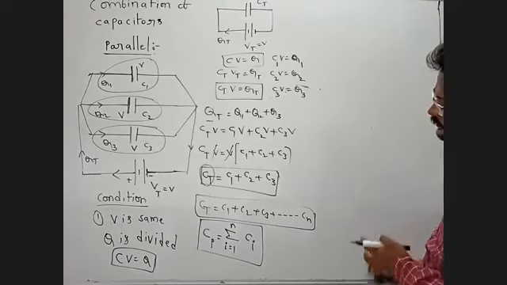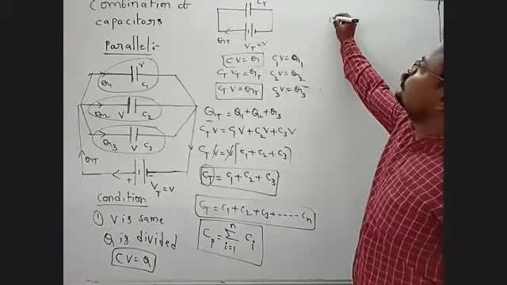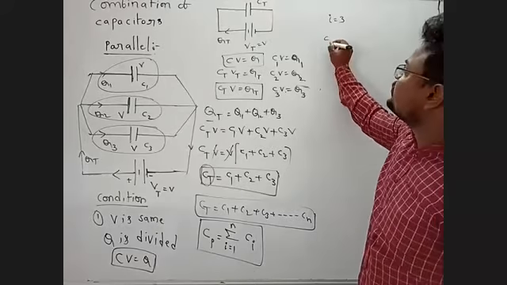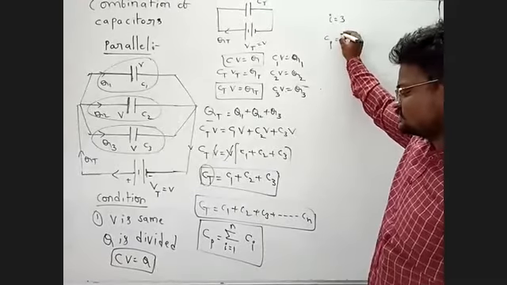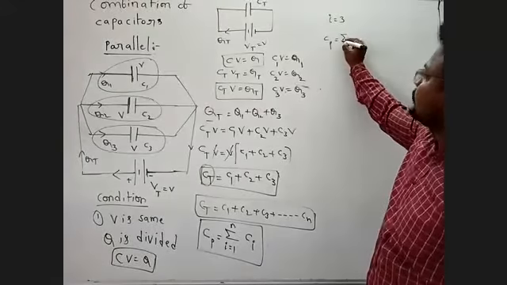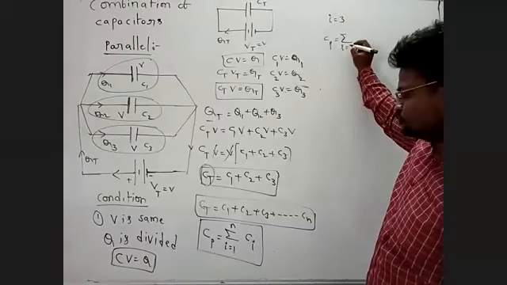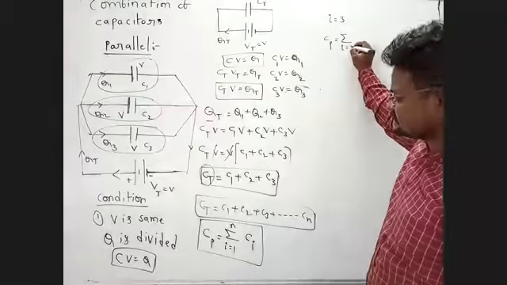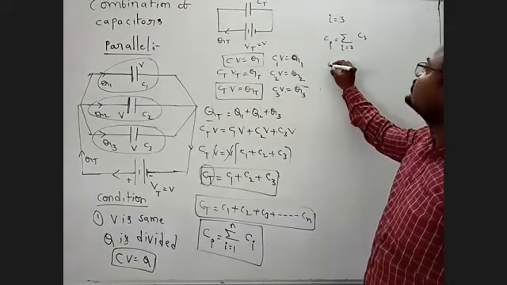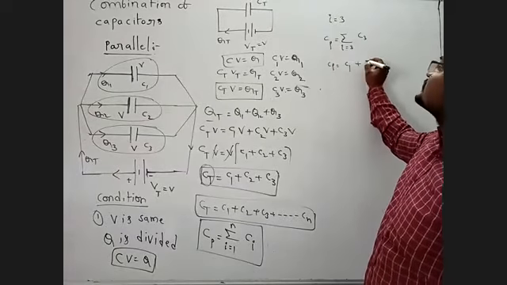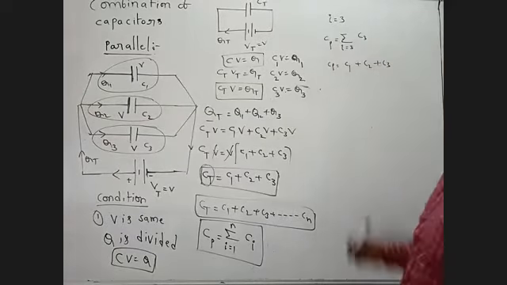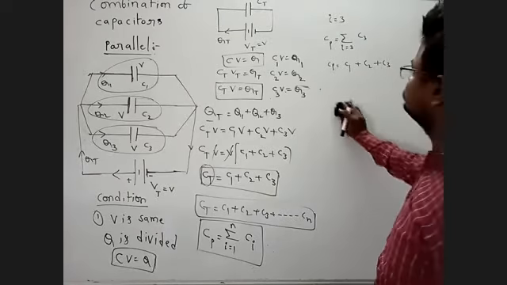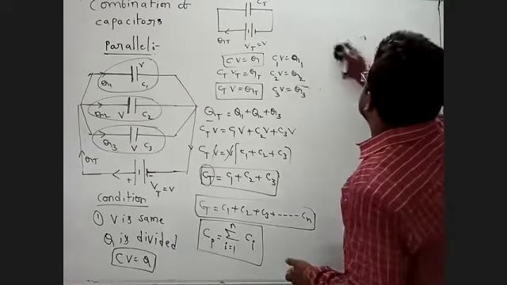Suppose, for example, I is equal to 3. Cp is equal to sigma. I is equal to 3 means what we are going to write is Cp is equal to C1 plus C2 plus C3. Okay, so keep in your mind that part. That is the charge.